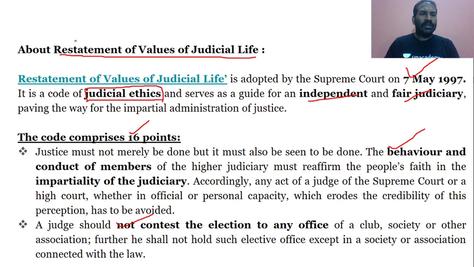So it could be that on these 16 points, the UPSC in the prelims can say statement 1 as code of conduct for judges, statement 2 restatement of values of judicial life, third statement judicial ethics. So on the 16 points, he would say which among the following is not part of it. He might confuse it. So in that question, all the three are the 16 points for the code of conduct.